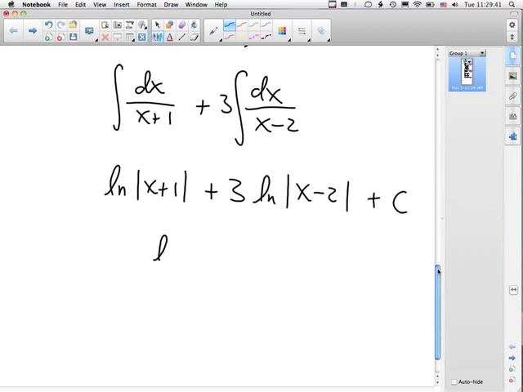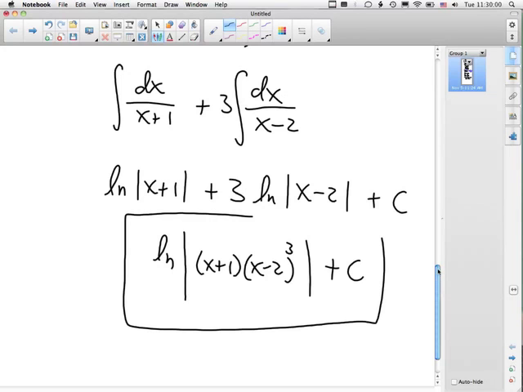If we really felt like combining them, it might be something like this. Keep the absolute values there. X plus 1 times x minus 2 cubed plus c. Piece of cake, easy to integrate once we've broken down that fraction into 2 separate fractions.